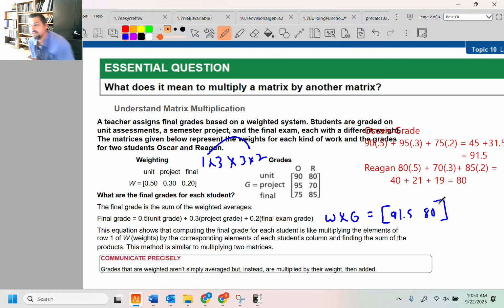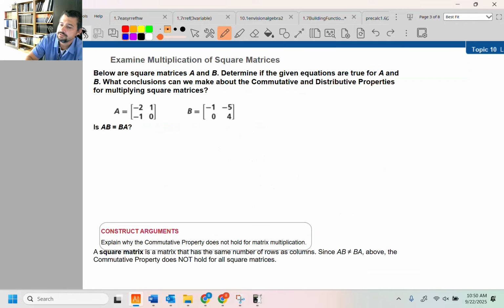But as you can see, matrix multiplication is not about multiplying things in like positions, because you don't always have things in corresponding positions. There's a lot of work going on behind the scenes in matrix multiplication. So that's the gist of how matrix multiplication works. Time to do a couple of these. All right, below are square matrices A and B. Determine if the given equations are true for A and B. What conclusions can we make about the commutative property?